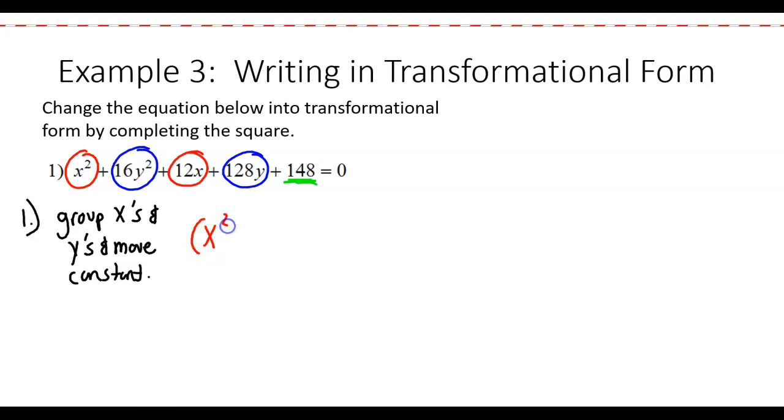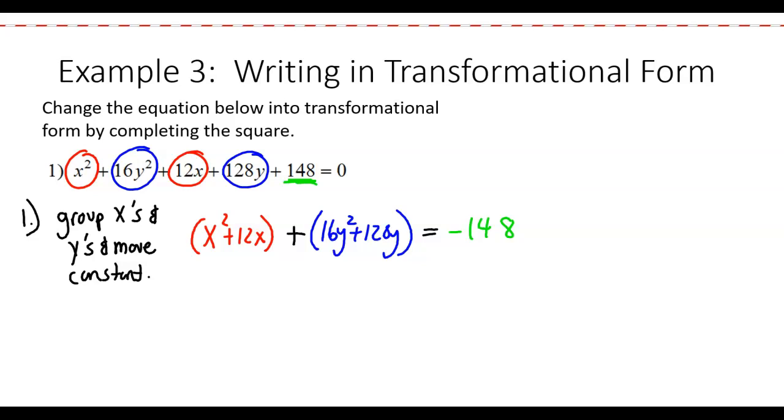We're going to put x squared with 12x. We're also going to put the y's together. So that would be 16y squared plus 128y. And then we're going to move the constant to the other side, so now it'll be negative. Okay, so all I've done is rearrange things a little bit, because whenever we're looking at equations of circles and ellipses, the x's are paired together and the y's are paired together.